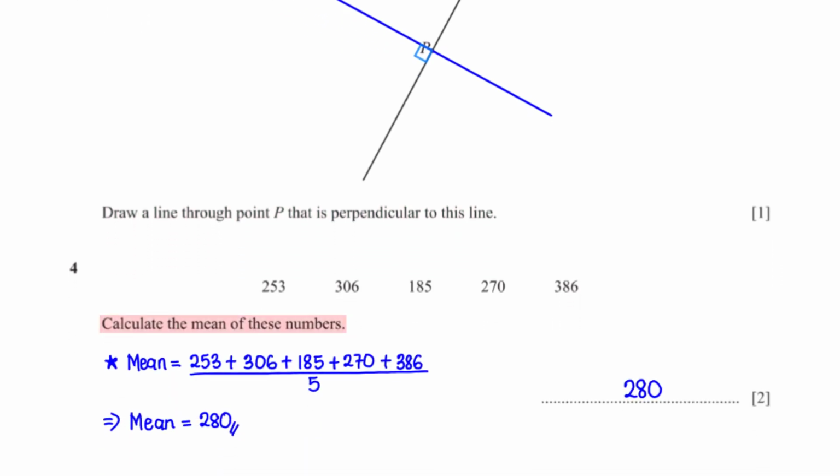Calculate the mean of these numbers. The mean is simply the sum of all the numbers divided by the number of the numbers in the list, which is 5. When we type this into the calculator, we get 280.